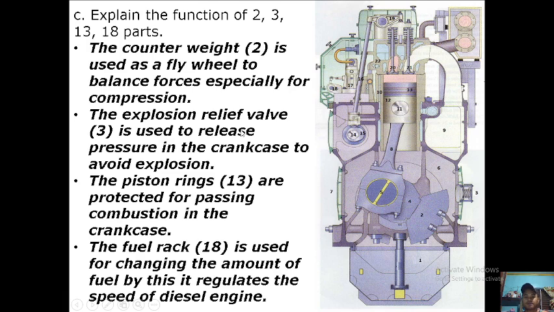So what are the functions? Number 2, the counterweight, is used as a flywheel to balance forces, especially for compression. Number 3, the explosion relief valve, is used to release pressure in the crankcase to avoid explosion. Number 13, the piston rings, are used to prevent combustion gases from passing into the crankcase. While number 18, the fuel rack, is used for changing the amount of fuel. By this, it regulates the speed of the diesel engine. So the fuel rack is connected to our governor.